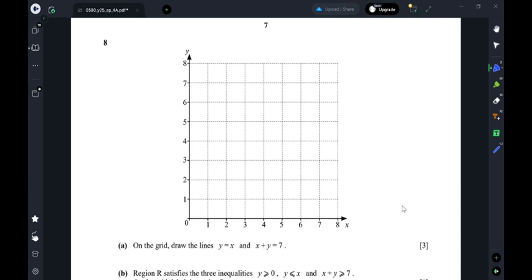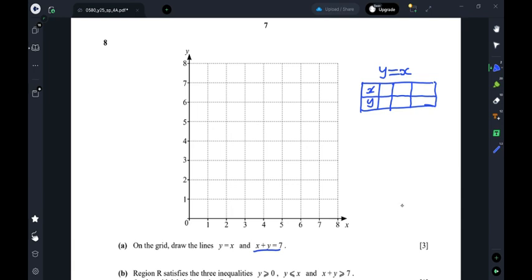Question number 8. On the grid, draw the lines y is equal to x and the line x plus y is equal to 7. So I might as well draw a small table of values for each line. For instance, the line y is equal to x. Then I just need 2 points, but I'm just going to make them 3 so that the other one actually helps me to see if I've done the correct thing.